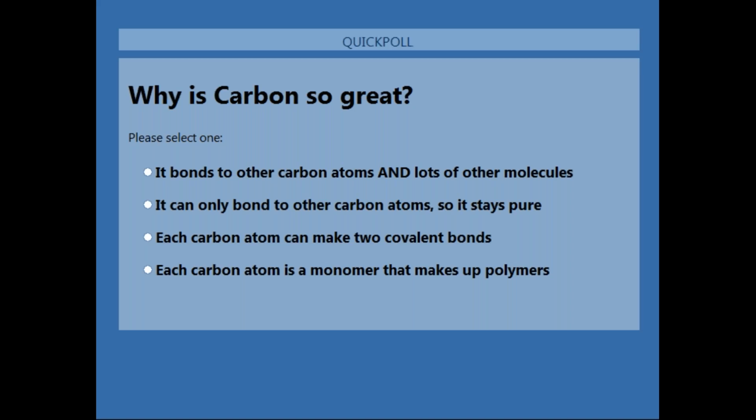Okay, so those of you that are watching live, you should be clicking on your poll answers here. Question is, why is carbon so great? Your options: it can bond to other carbon atoms and lots of other molecules. It can only bond to other carbon atoms, and so it stays pure. Each carbon atom can make 2 covalent bonds. Each carbon atom is a monomer that makes up polymers. I'll give you about another minute to think about it and give your answers.